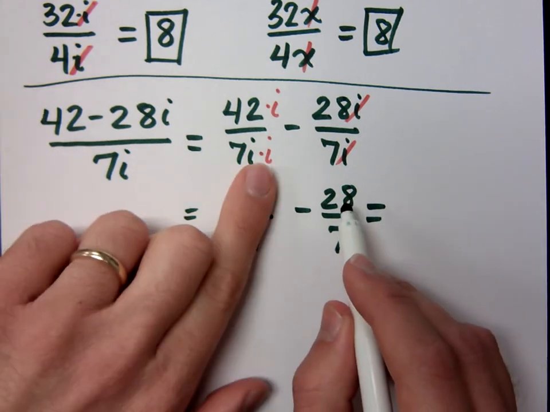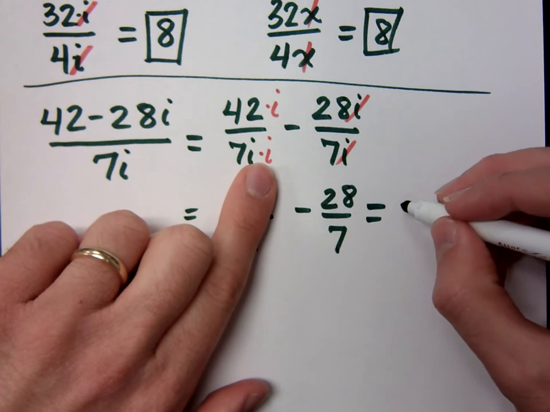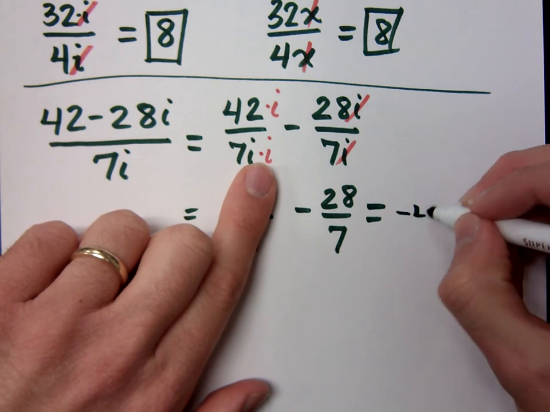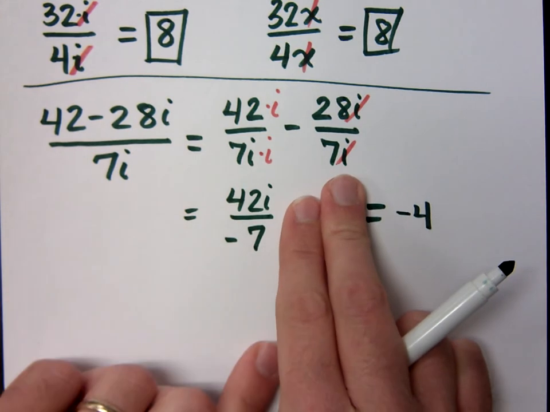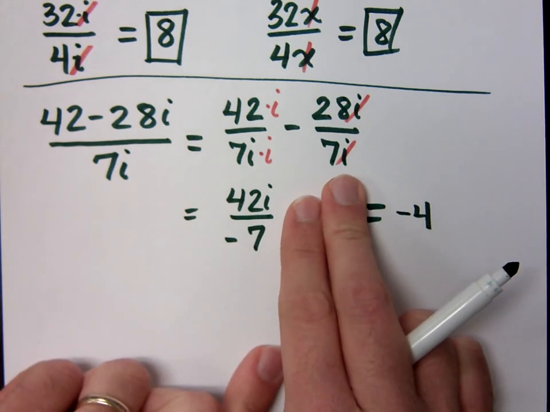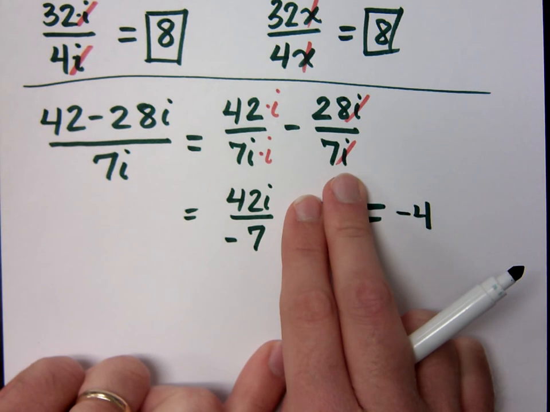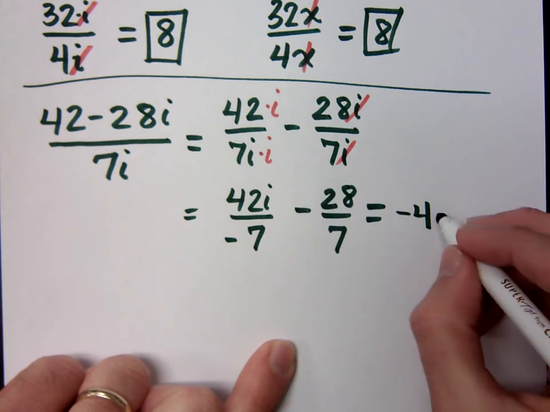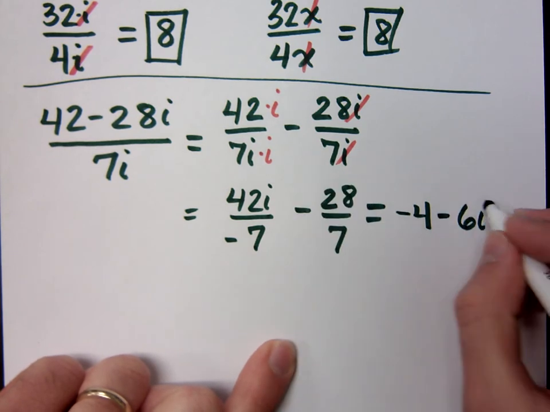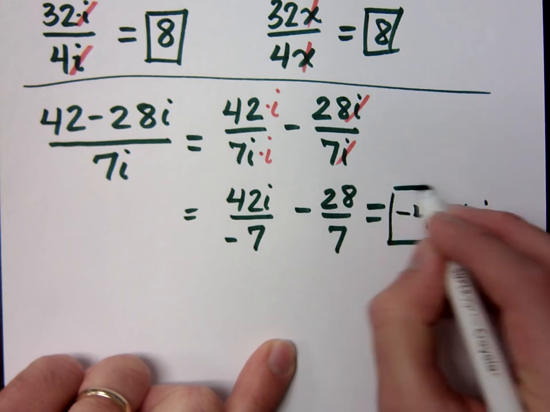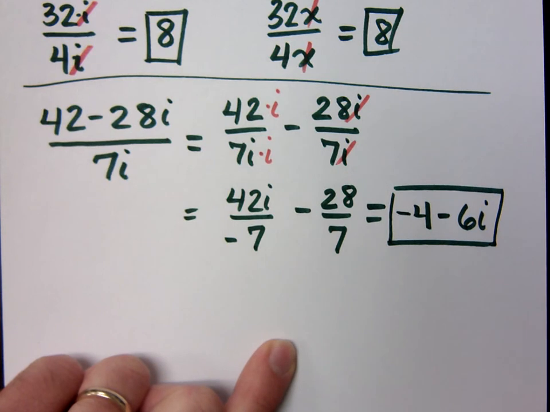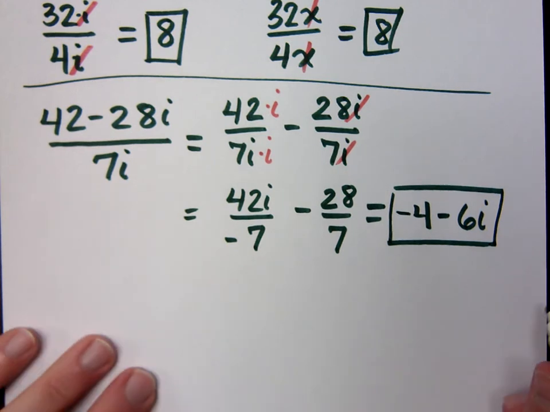This part right here, negative 28 over 7, what does that equal? Negative 4. That's the real part. The imaginary part is 42i over negative 7. What does that equal? Negative 6. That's minus 6i. So you see it's in the standard form, real plus the imaginary part. Questions about that one? No?